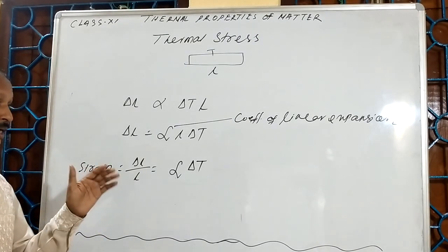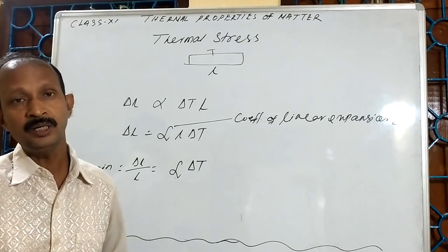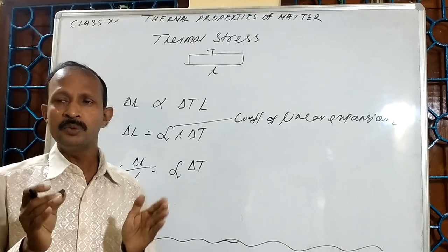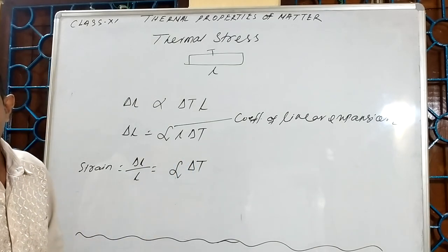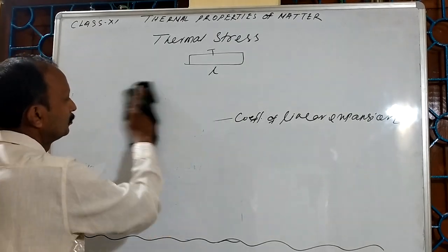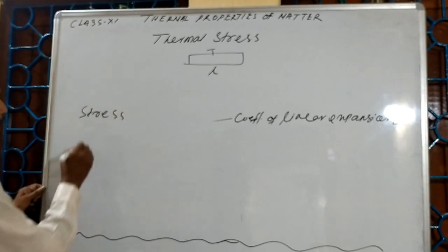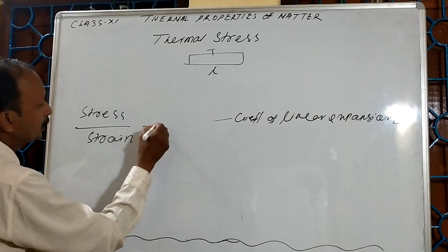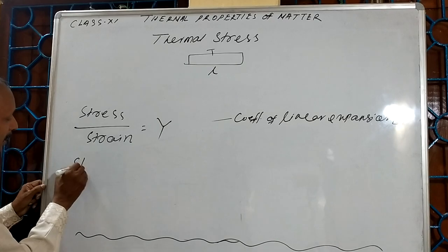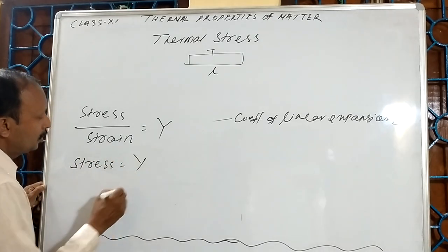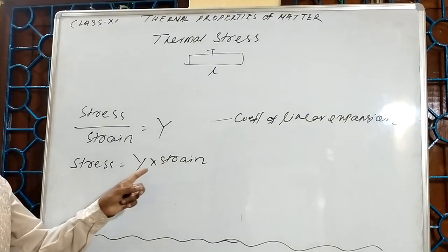So I have taken the strain. I said that due to the change in temperature and the restricting wall, there will be a strain. That strain is associated with the stress. I said that is the compressive stress, or you can say that is the thermal stress. So we got strain equal to alpha into delta T. So I can say that stress upon strain is equal to Young's modulus. You have studied in earlier classes Young's modulus of elasticity. Or I can say that the thermal stress is equal to Young's modulus into strain.